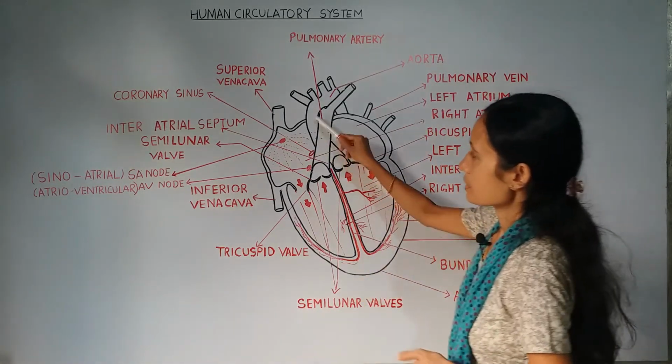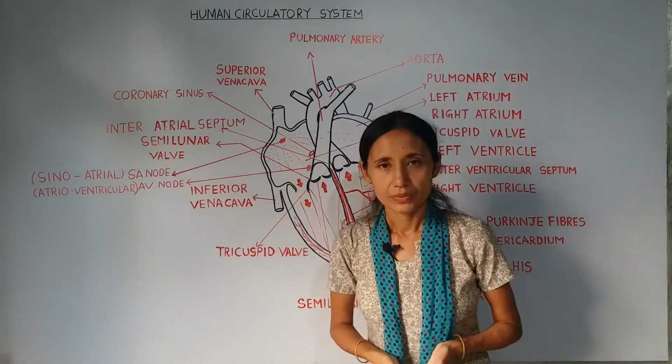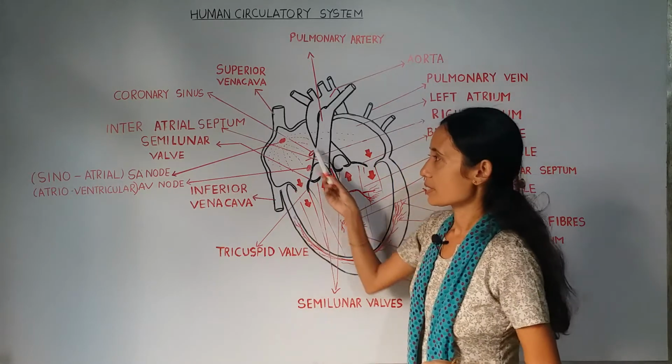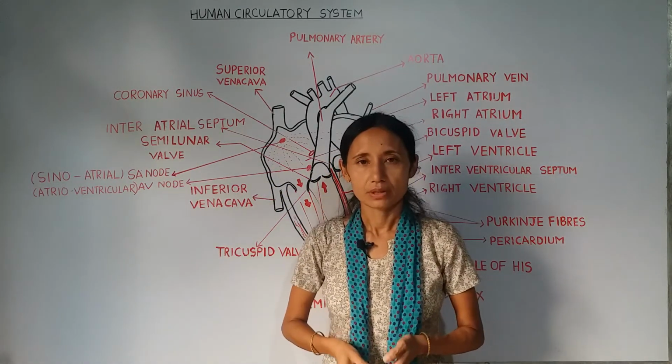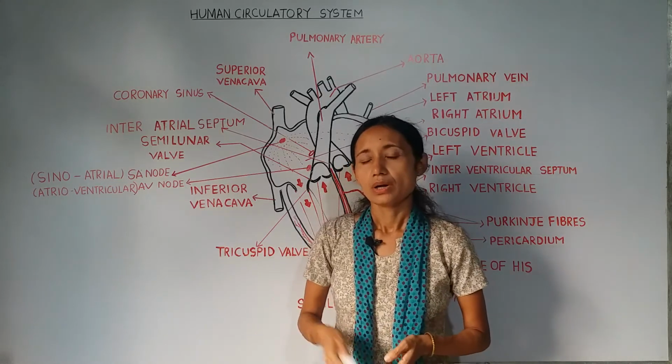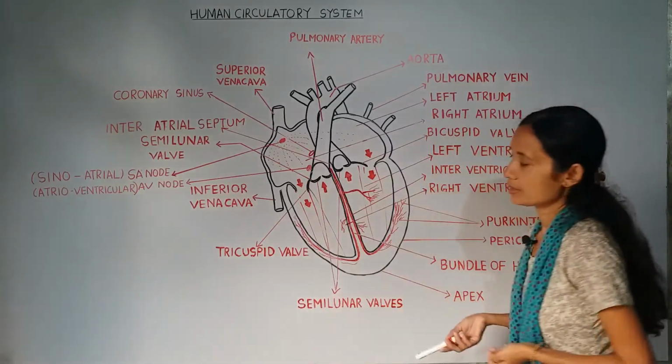Again, there is a septum, okay, which divides the two atria, left atrium and the right atrium, okay. The division is done by what? The septum called interatrial septum. So interatrial septum will divide our heart into left atrium and the right atrium. So this is about the atrium.